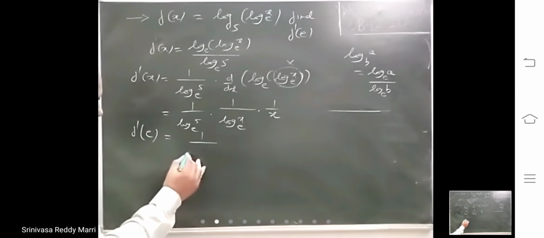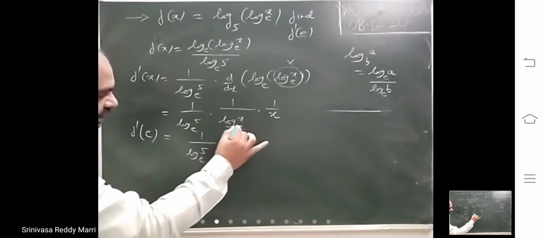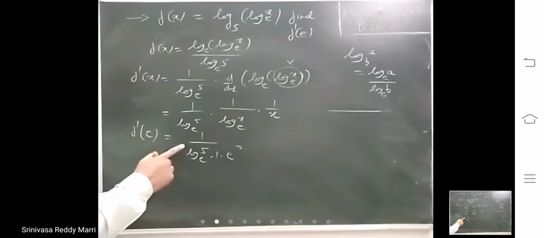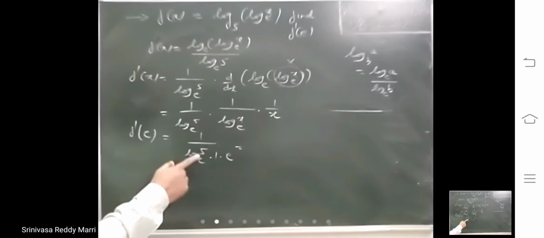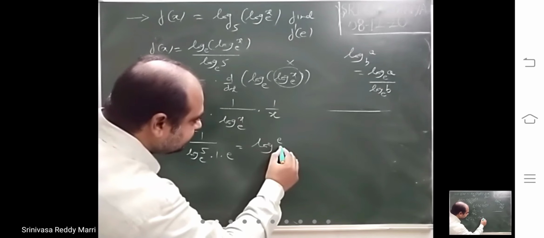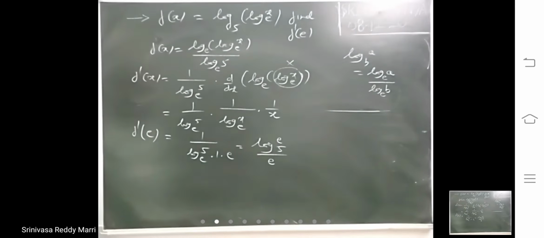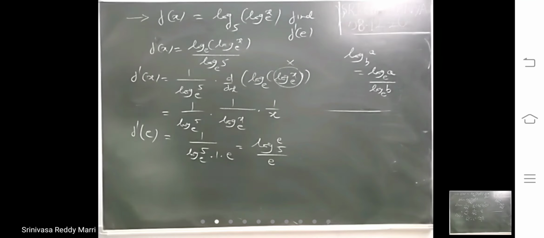That means 1 by log 5 to the base e, into log e to the base e is 1, into 1 by e. So this can be written as 1 by log a to the base b. If you write it in the numerator, that becomes log b to the base a. Like that, whenever a different base is given, you use this formula.